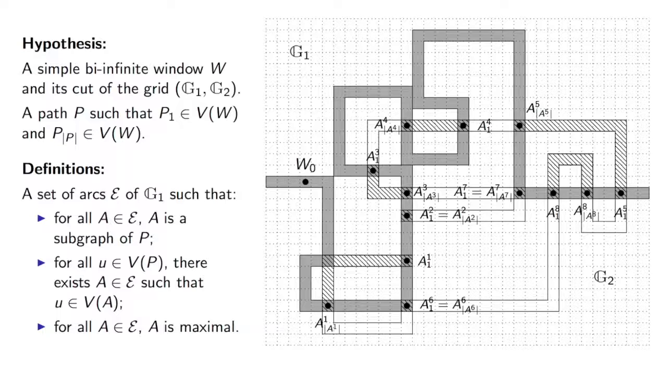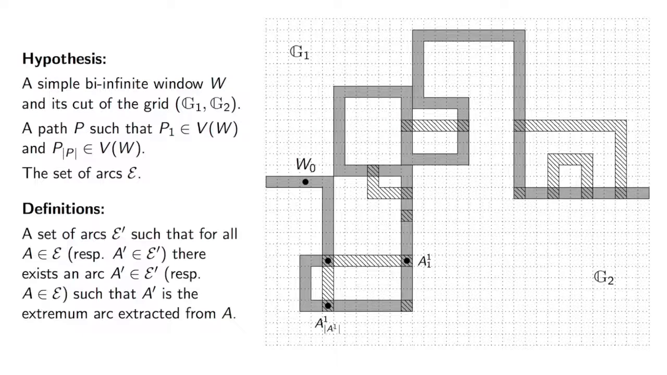These arcs are maximal. For example, the arc A1 is the segment of P from the index 1 to the index 12. Remark that the segment of the path P from index 1 to index 13 is no more a subgraph of G1. We do not need the path P anymore. We only draw the 8 arcs.